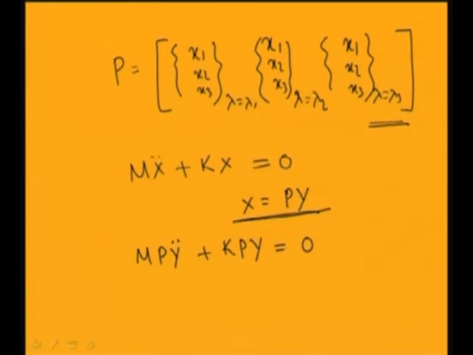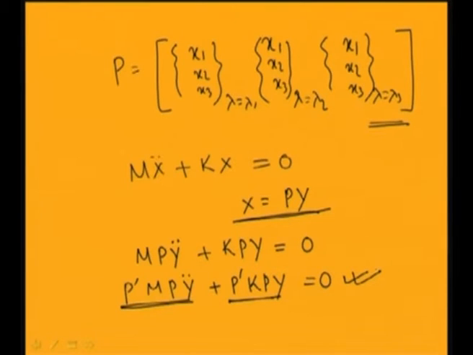So I can pre-multiply by P transpose: P transpose m P y double dot plus P transpose k P y equal to 0. Now one can show that P transpose m P and P transpose k P are diagonal matrices. So this equation is reduced to a diagonal matrix form in terms of another set of coordinates, that is y.